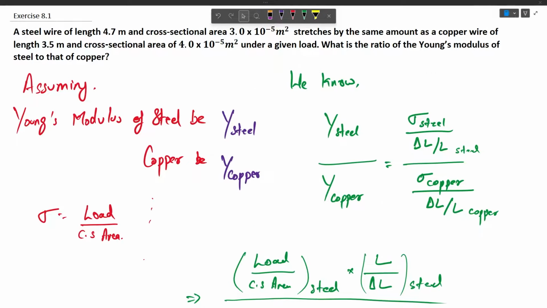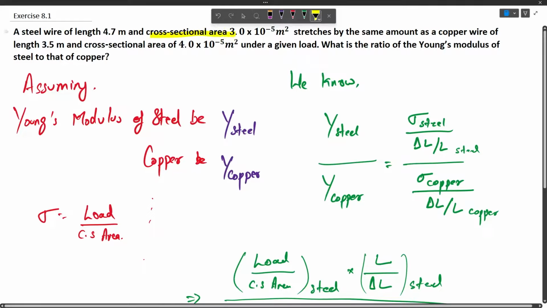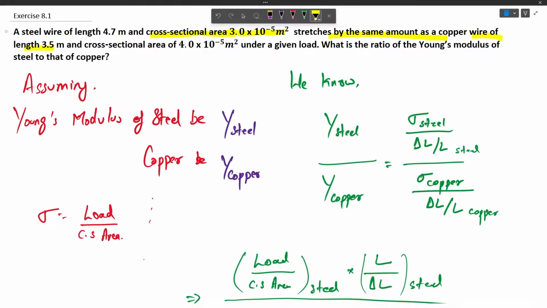The question says that a steel wire of length 4.7 meter and cross-sectional area of 3 × 10^-5 meter square stretches by the same amount as a copper wire of length 3.5 meter and cross-sectional area of 4.0 × 10^-5 meter square under a given load. What is the ratio of Young's modulus of steel to that of copper?